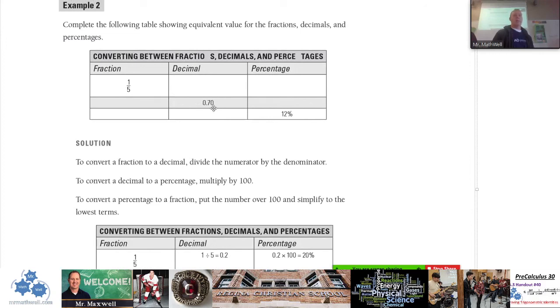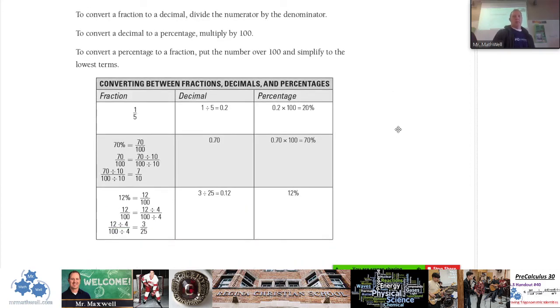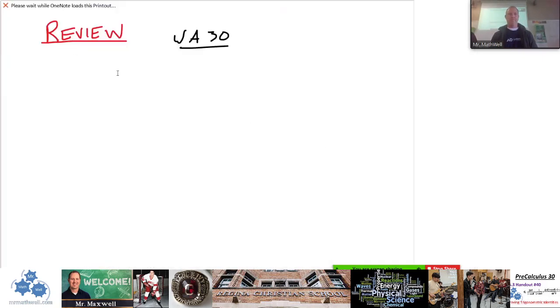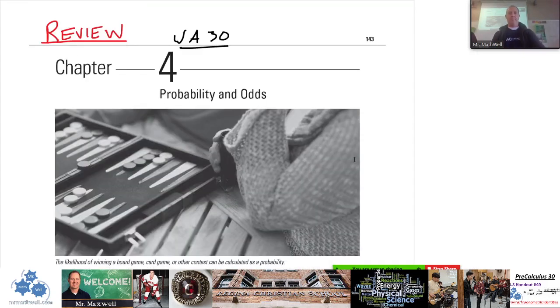So you want to remember that 0.70 is the same as 70 out of 100, or 7 out of 10. 12%, if you work backwards, that decimal is 0.12. That's 12 out of 100. Or we divide that by 4, maybe 3 out of 25. Okay. Any questions from you grade 12s about this? All right, there's your review.